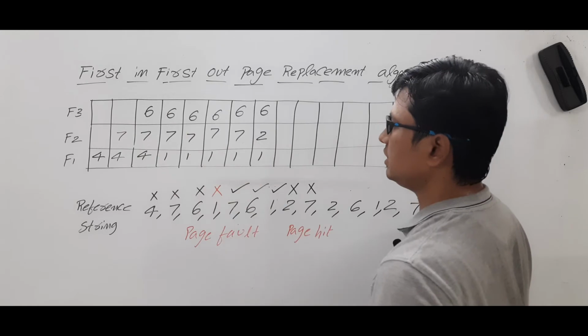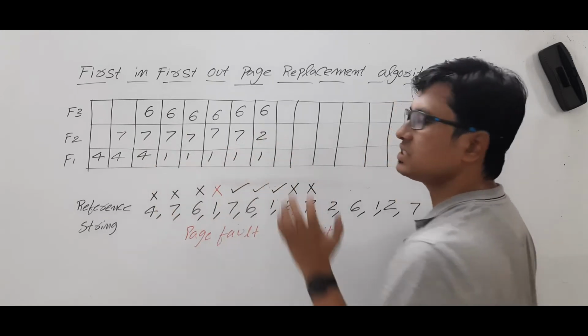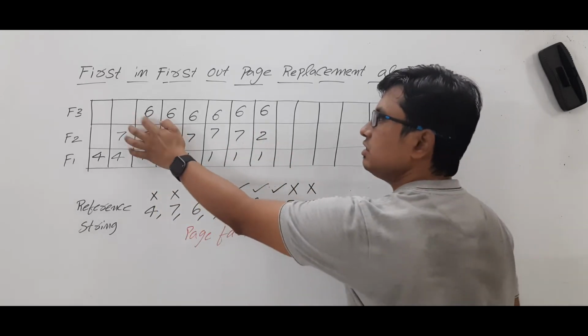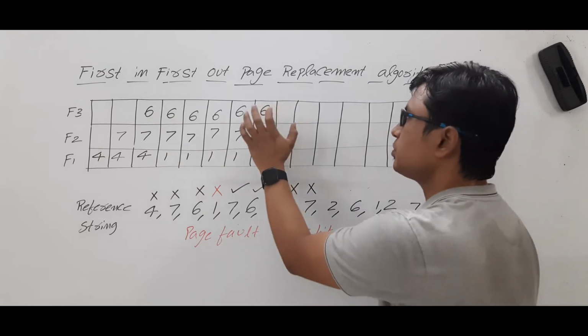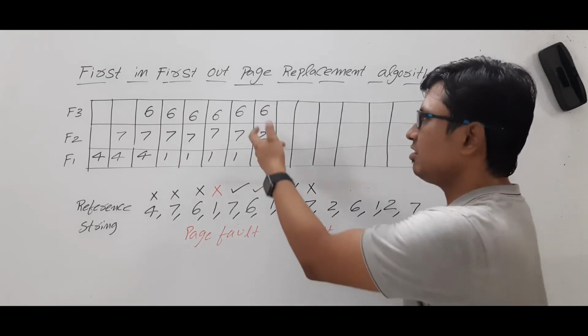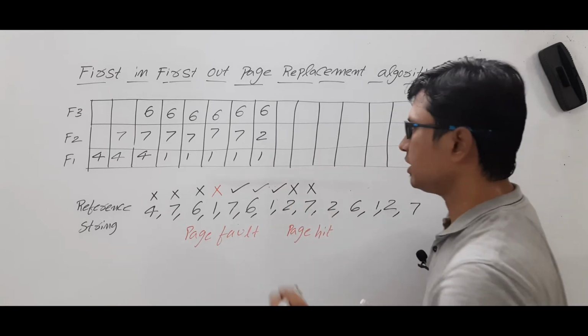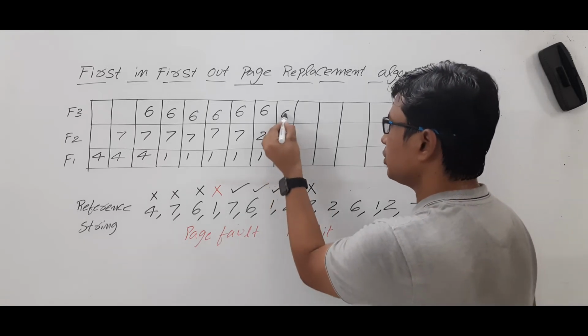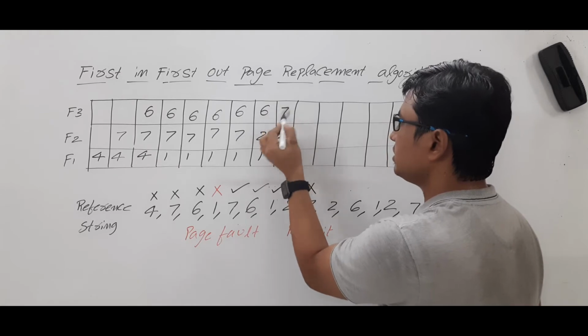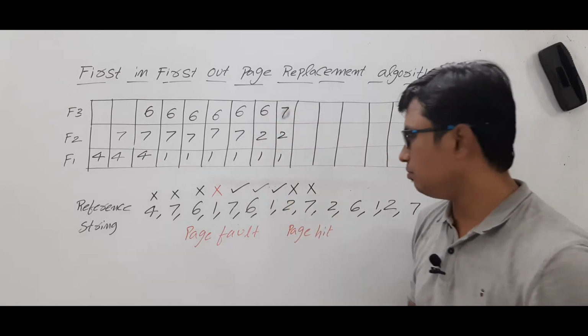6 is in here, 1 is in here, 2 is in here. Which one was in first? Page number 6. So page number 6 is the victim page. That page you have to swap out, and page number 7 you have to swap in. After doing that, page number 1, page number 2, page number 7 are currently available in the main memory.